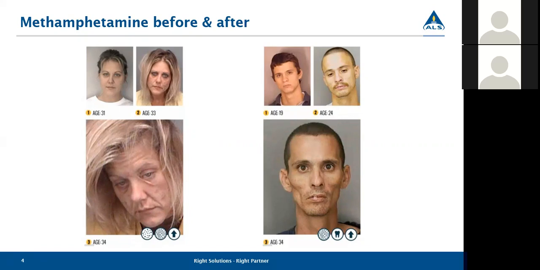Methamphetamine, unlike many other drugs, is so highly addictive that users can become addicted after just one try of the drug. Definitely not a drug to experiment with just one time. I'm sure it'll be okay just once.